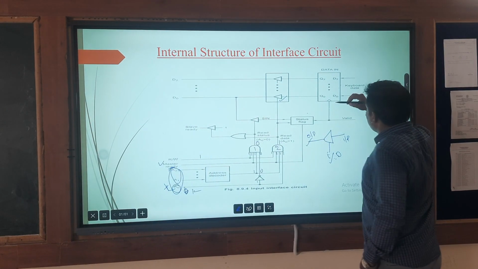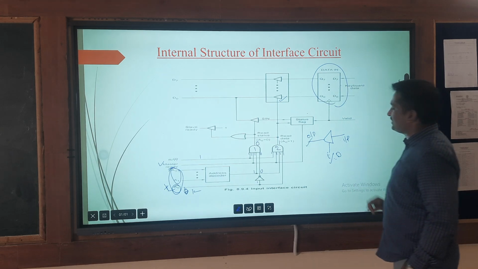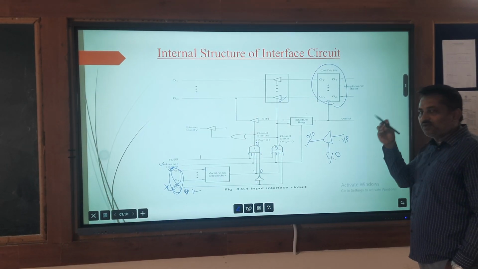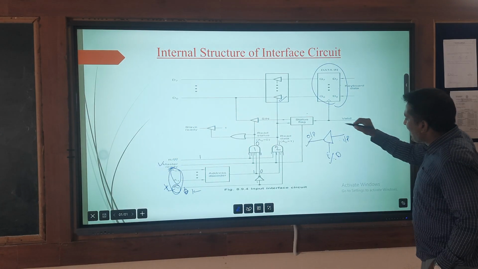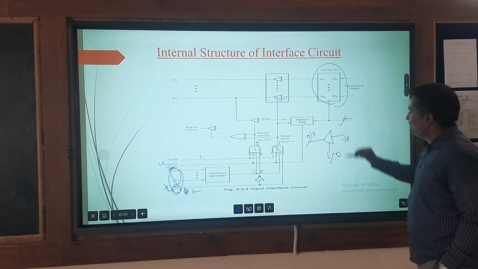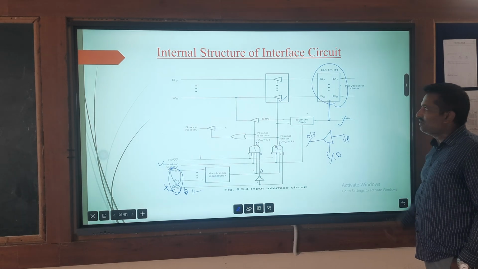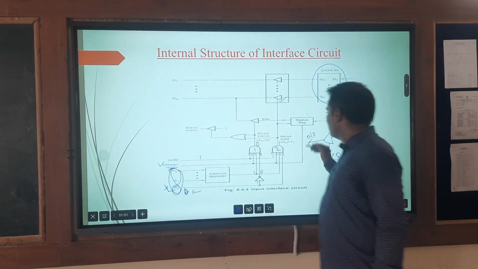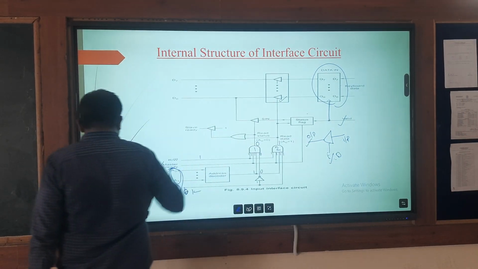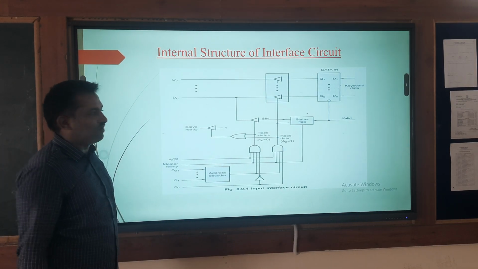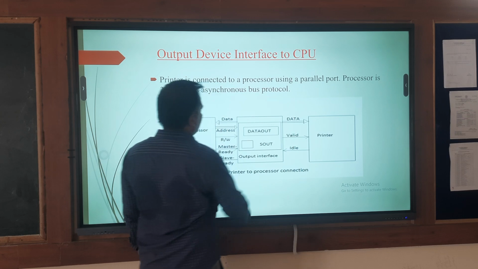Once the data is present in the data-in buffer register, it should be valid data, and this should be informed to the processor with the help of a valid signal. This acts as a clock, and this acts as an enable signal for the data-in register. This is the way we explain the internal structure of the interface circuit.